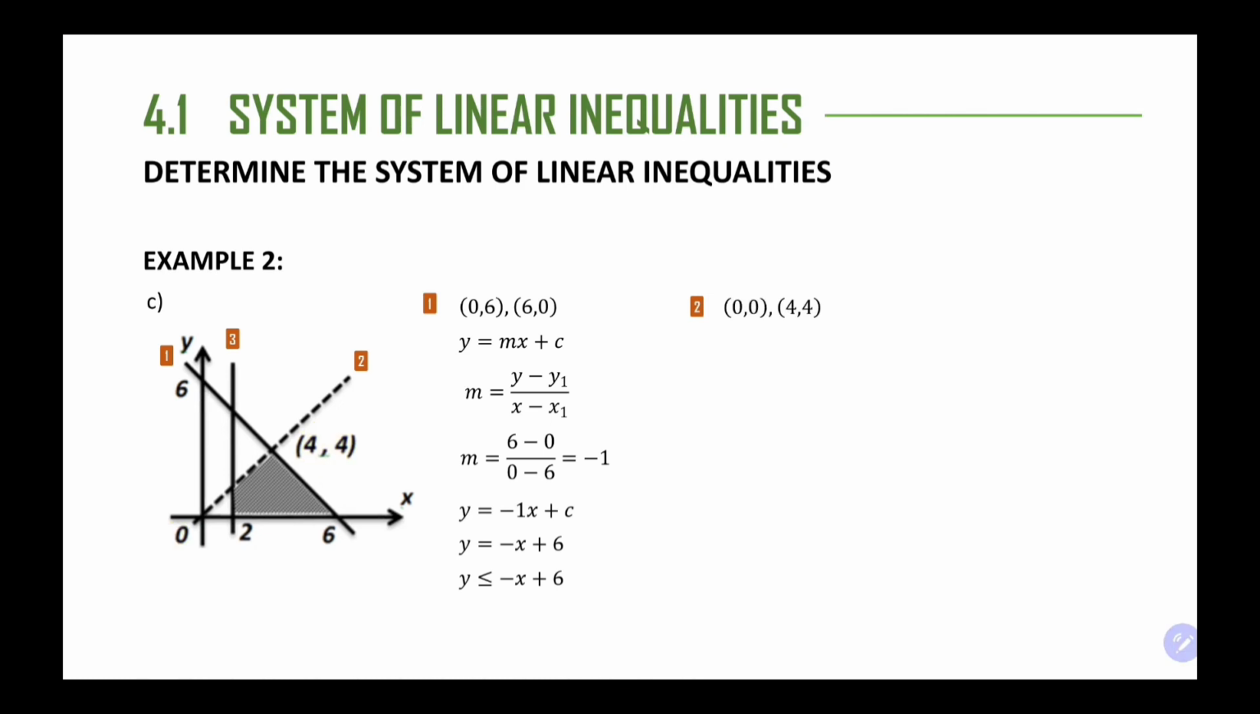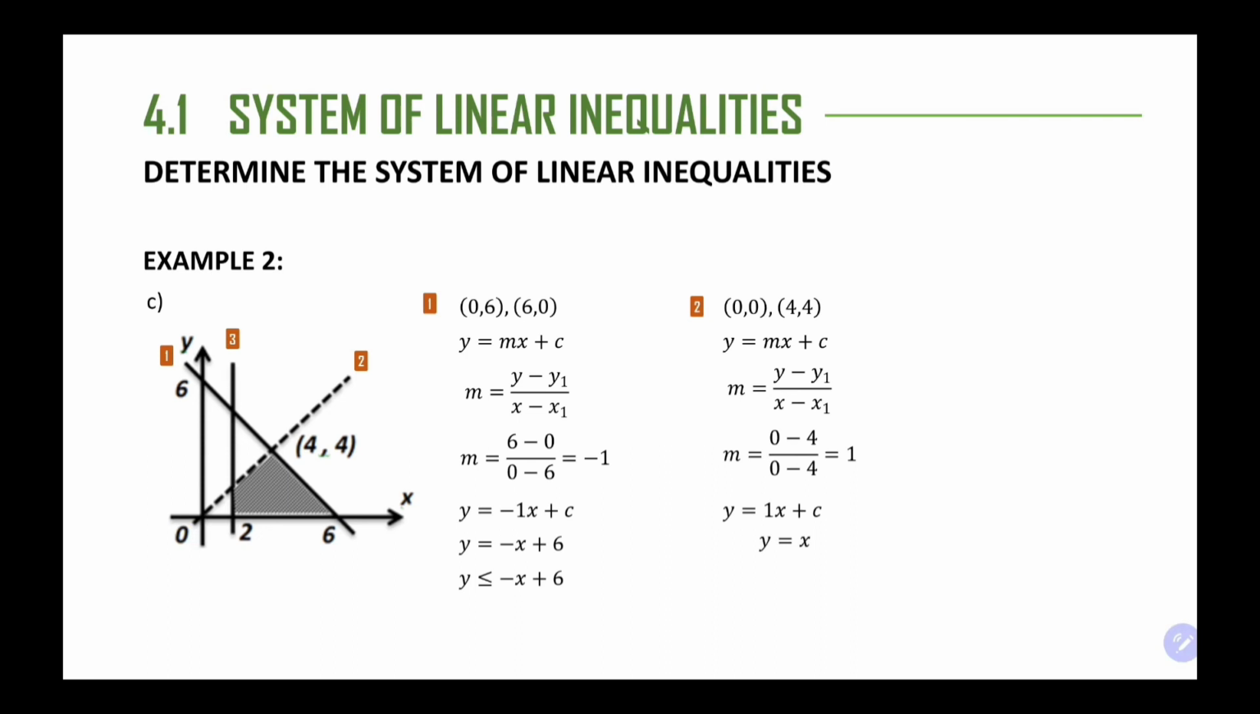We use linear formula y equals to mx plus c. Then we find the gradient. We substitute point. Then we get 1. Then we substitute back into formula. So we get y equals to 1x plus c. C is value on the y-axis. Value on the y-axis is 0. So we put y equals to x.